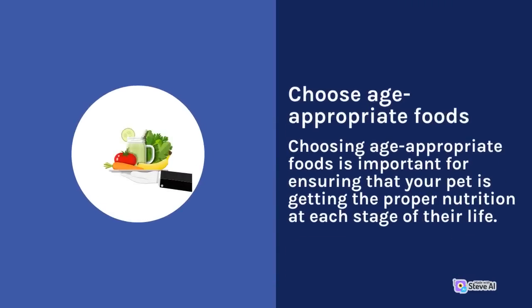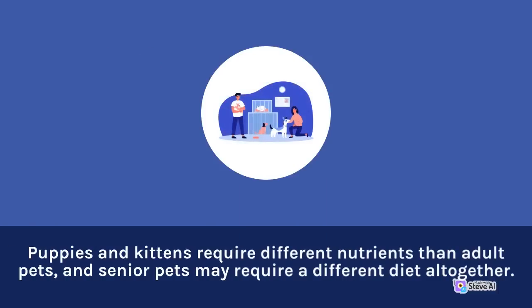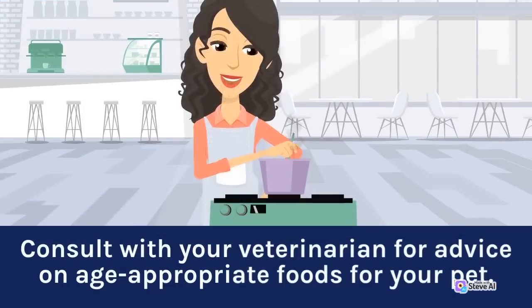Choose age-appropriate foods. Choosing age-appropriate foods is important for ensuring that your pet is getting the proper nutrition at each stage of their life. Puppies and kittens require different nutrients than adult pets, and senior pets may require a different diet altogether. Consult with your veterinarian for advice on age-appropriate foods for your pet.